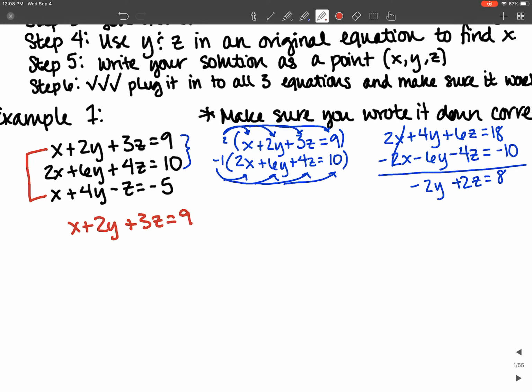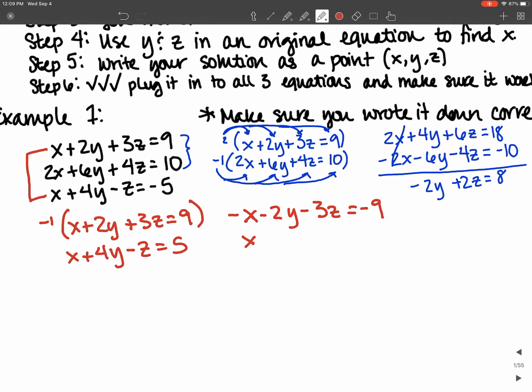Now what? Connor? We were just solving. Since the x's are the same, but they're on the same side, you wanted to multiply one by -1. Perfect, Connor, thank you. So, does it matter which one? No. Let's multiply the top one by -1. So that's going to give me -x minus 2y minus 3z equals -9. And then x plus 4y minus z equals -5.